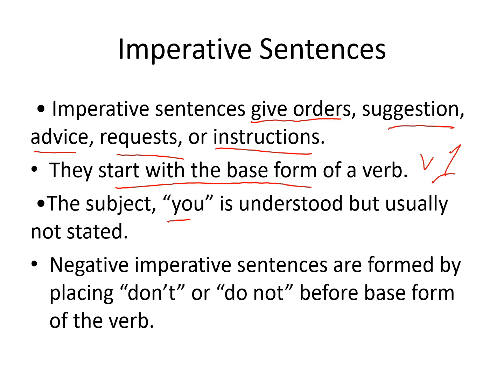The subject "you" is understood but usually not stated. So when we are using imperative sentences, we are not using the second person pronoun because it is obvious that we are addressing the other person. Negative imperative sentences are formed by placing don't or do not before the base form of the verb.